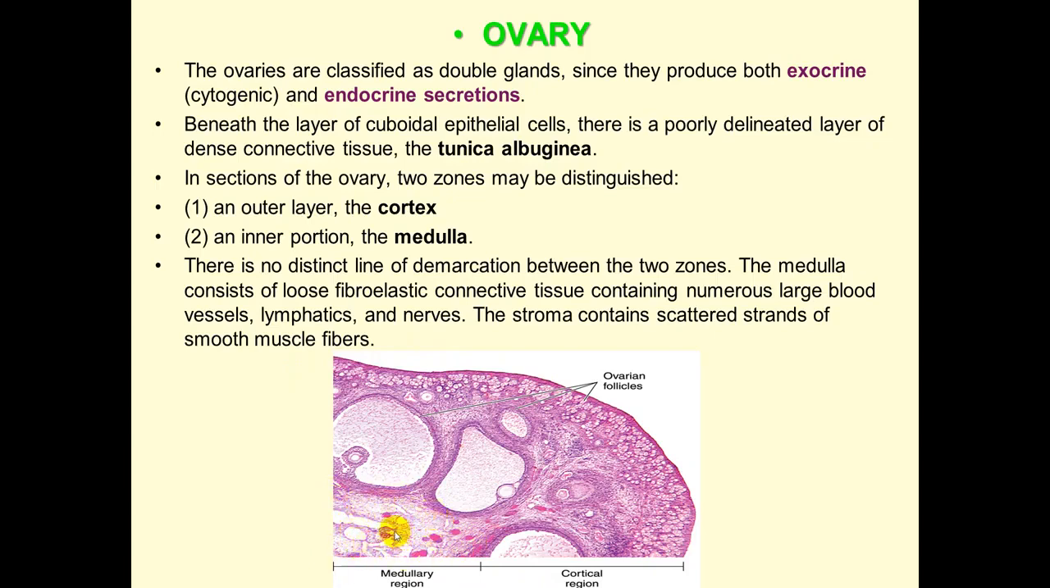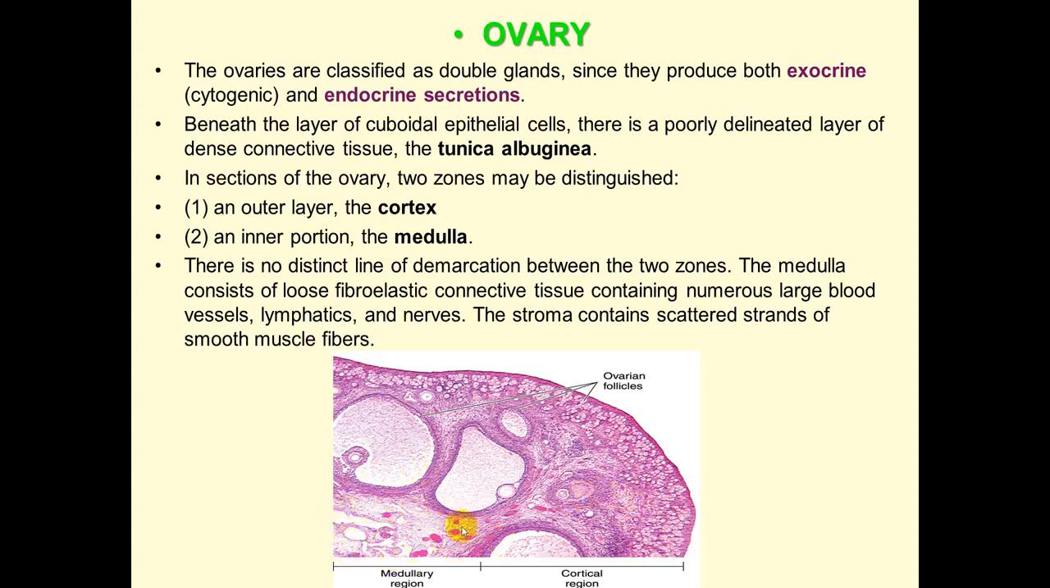Now you can see medulla. And if you look again at this picture, you will see that there is no distinct line of demarcation between the two zones. The medulla and cortex we can recognize only according to the components or structures which are located in these parts of the organ.